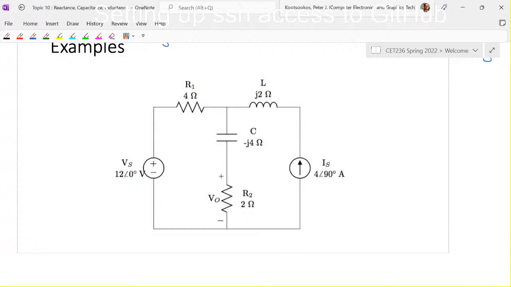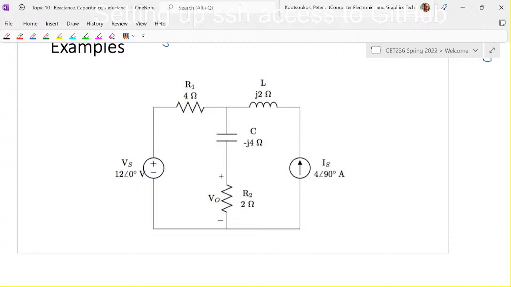And then after that, this is where I'm going to start not telling you how you should do something. Right? So the tools we have are mesh analysis, nodal analysis, superposition, Thevenin and Norton or source conversion. Right?